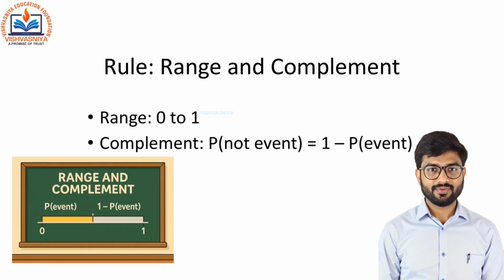Some important rules. Range rule, probability is always between 0 and 1. Complement rule, probability of not happening equals 1 minus probability of happening.